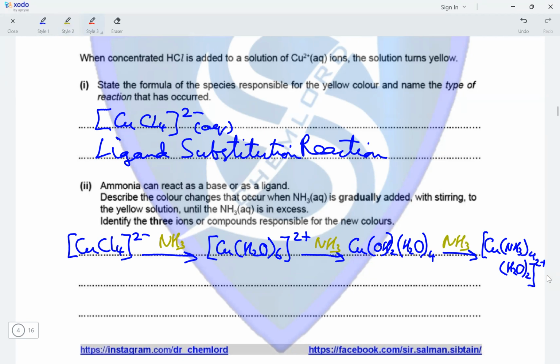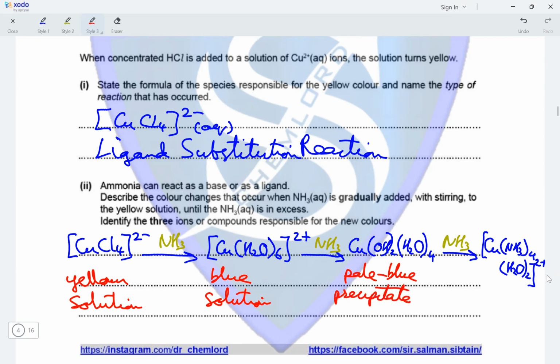And the color changes are from yellow solution to blue solution to pale blue precipitate to deep blue solution.